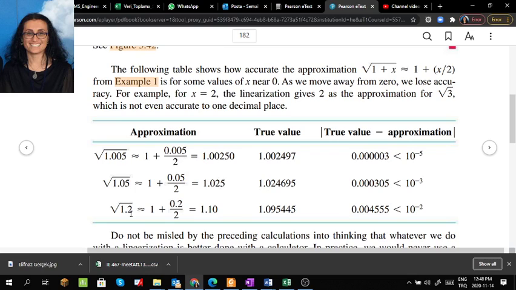How about square root of 1.2? It is the same as square root of 1 plus 0.2. So here x is 0.2, yeah? 1 plus x over 2, where x is 0.2. This is 1.10, and the true value is very close to it. So this is a very useful approximation.